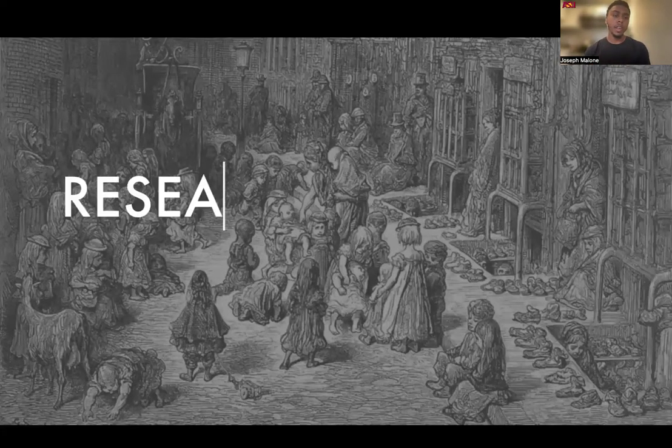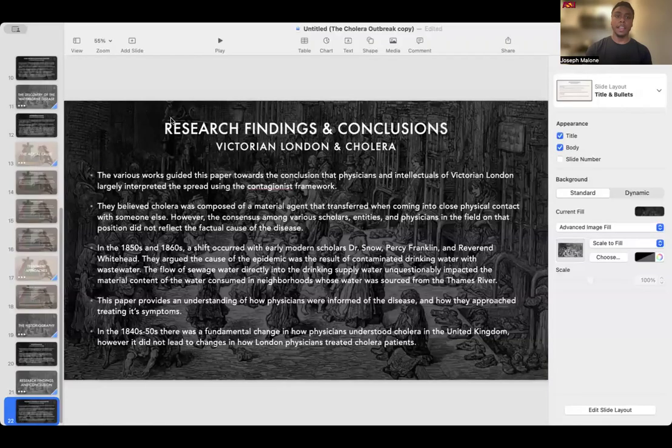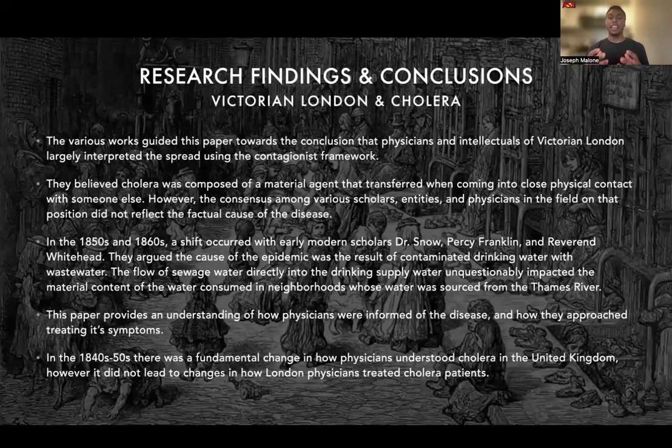And so my final research findings, the biggest thing that comes out of this research is that there was a fundamental change in the 1840s and the 1850s. Dr. Snow, Percy Franklin, and Reverend Whitehead argued that the cause of the epidemic was the result of contaminated drinking water and wastewater. The flow of sewage directly into the drinking supply unquestionably impacted the material content of the water consumed in neighborhoods whose water was sourced from the Thames River.